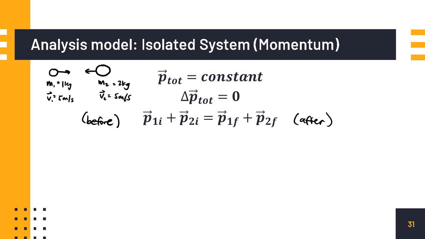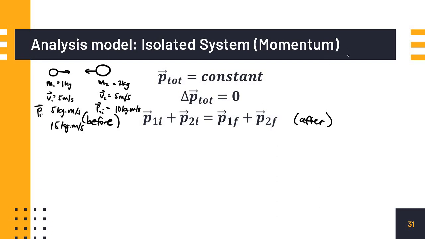If we compute the initial momentums of each particle, the initial momentum of object number 1 is 5 kilogram meter per second, and the initial momentum of object number 2 is 10 kilogram meter per second. If we get the sum of these two, we obtain a magnitude of 15 kilogram meters per second, which is the momentum of the system before collision.